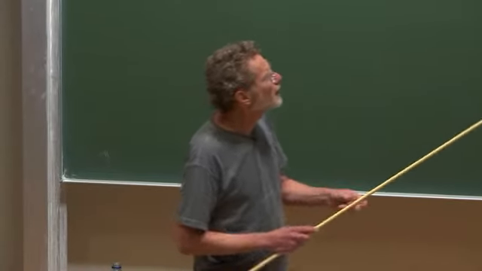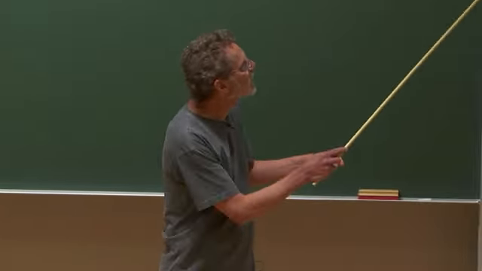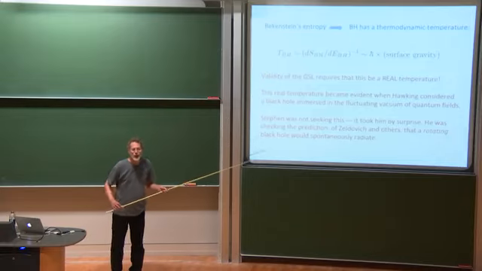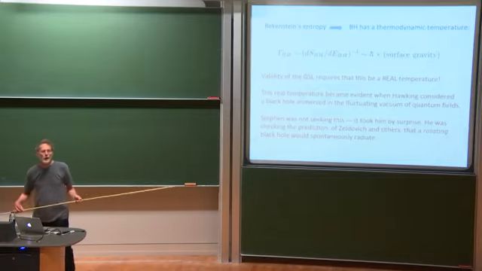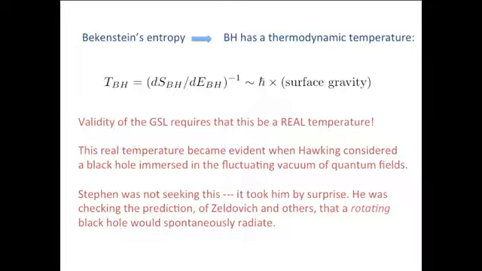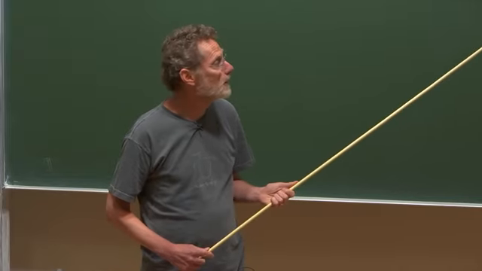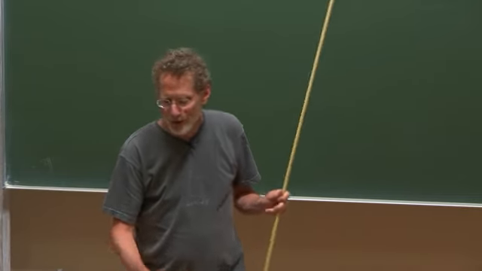In any case, in order for the generalized second law to hold, this really must be a real temperature, and Stephen Hawking did discover that by considering a black hole immersed in the vacuum of quantum fields. But Stephen was not trying to check the generalized second law. He had a totally different agenda at that moment. He was trying to check the prediction of Zeldovich and others that a rotating black hole would spontaneously radiate by a pair creation process and radiate away its angular momentum. But then he discovered by accident this Hawking effect.